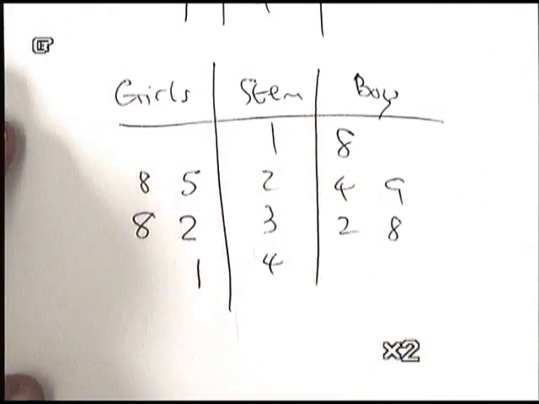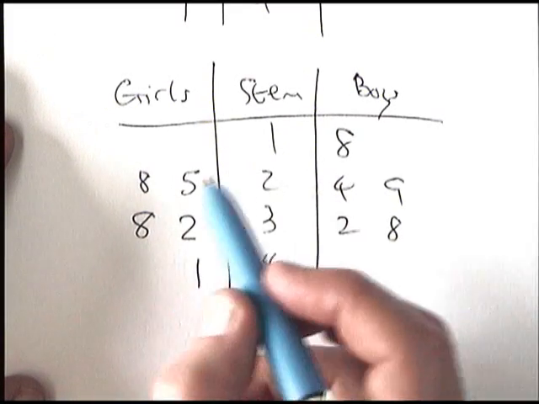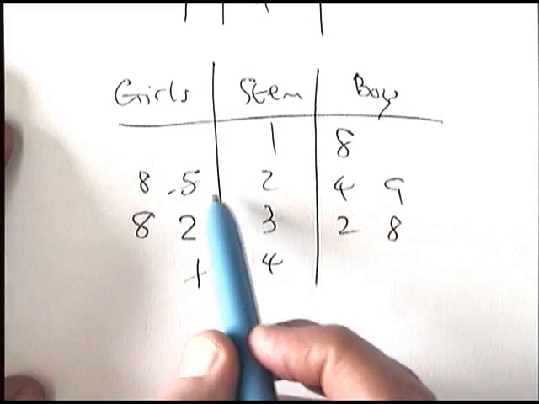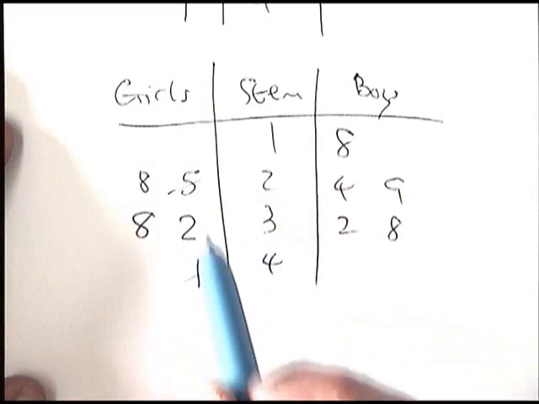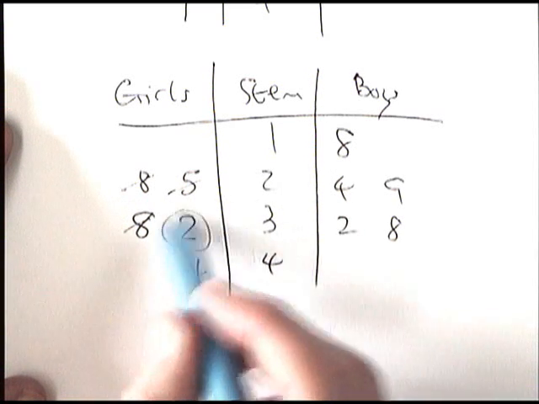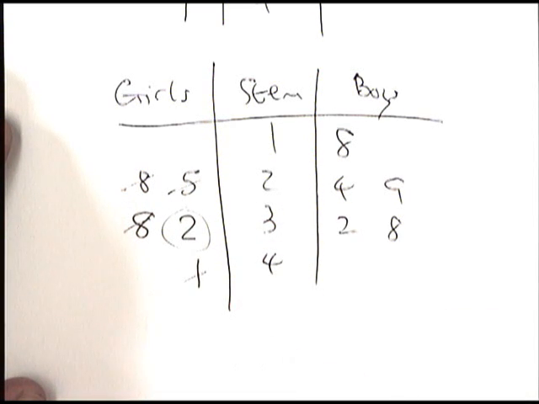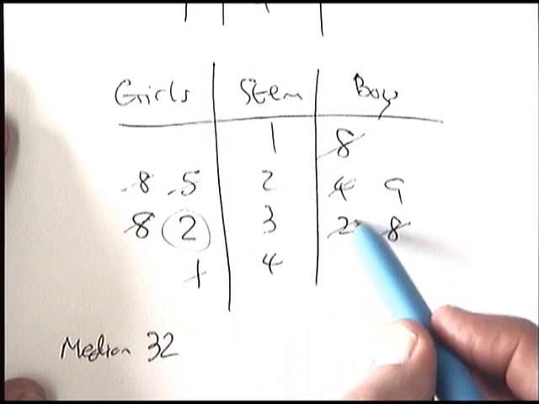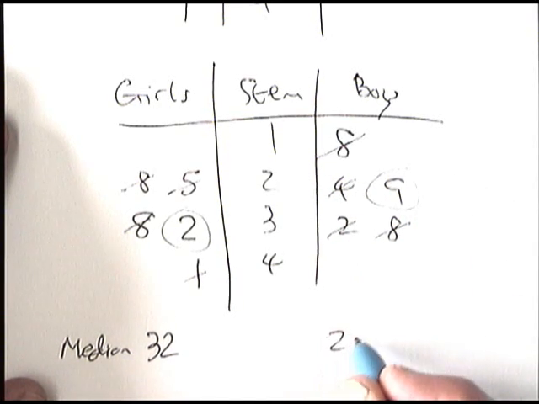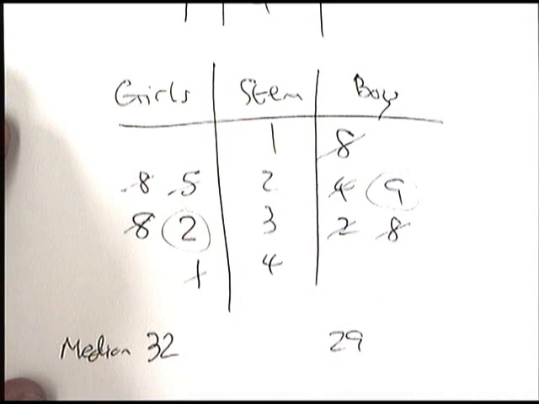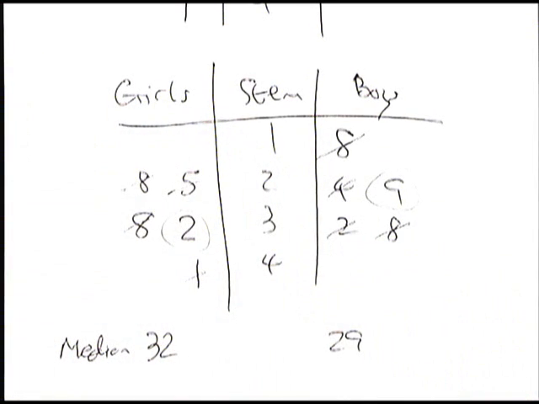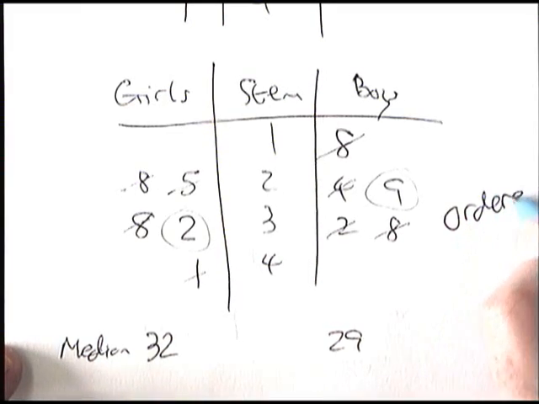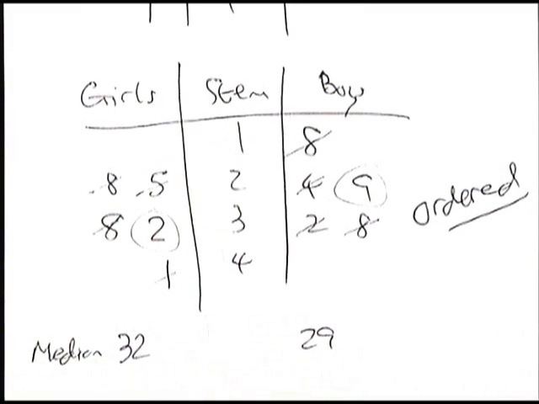If you were now going to find the median score for girls, you do the smallest and the biggest. The smallest was the one here on the top row, but nearest the stem. The smallest and the biggest, that's the median for the girls, and that is 32. So the median for the girls would be 32. Do the same thing for the boys, smallest and biggest, and the median for the boys is going to be 29, 2 and 9. So you can easily compare the two sets of data. So if you could copy that one down and label that one as an ordered back-to-back stem and leaf diagram.